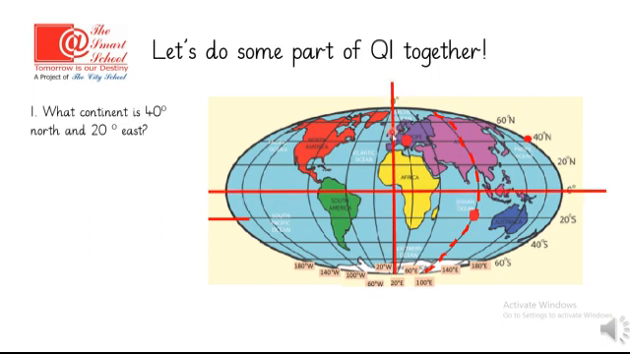So this is our prime meridian. If we have to go to the east, it means that we will be going to the right side. So when we go to the right side, the first line, this is 20 degree east. So where will we find the intersection? This 40 degree north and 20 degree east. This is the intersection. You see this. So which continent is this? Yes, it's Europe. Now let's see our second address.